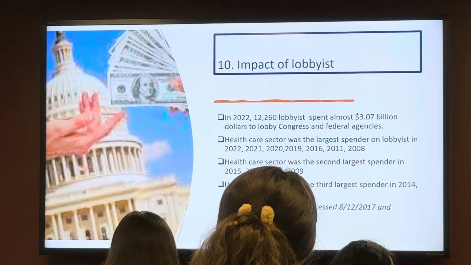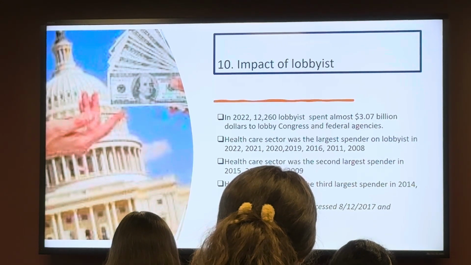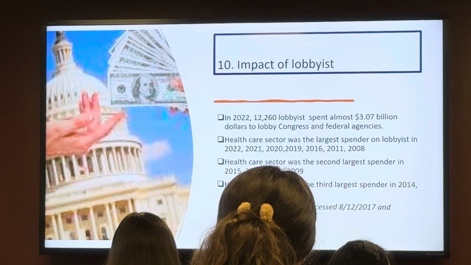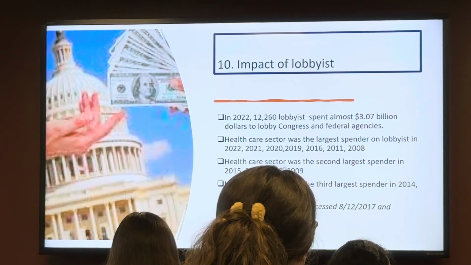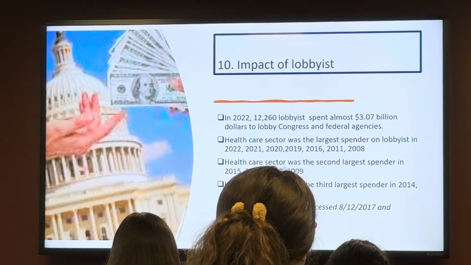And these are just some numbers. This is kind of healthcare specific. And this is kind of a big number. Overall, in 2022, there were 12,360 lobbyists, and they spent $3 billion to lobby Congress and federal agencies.